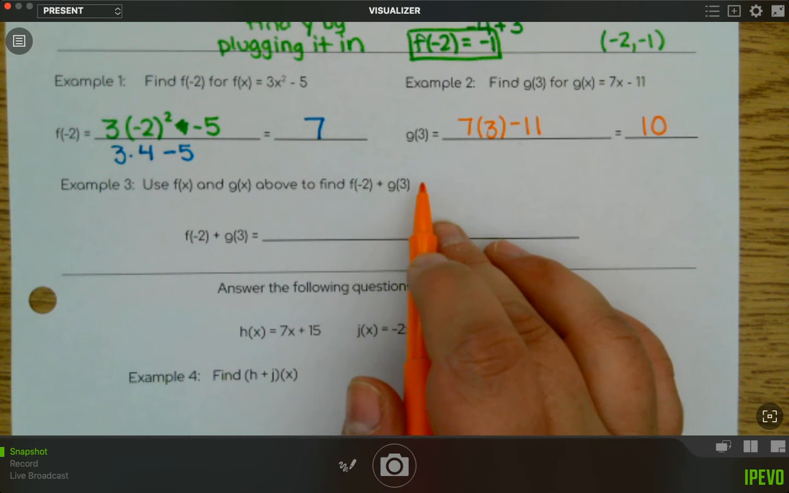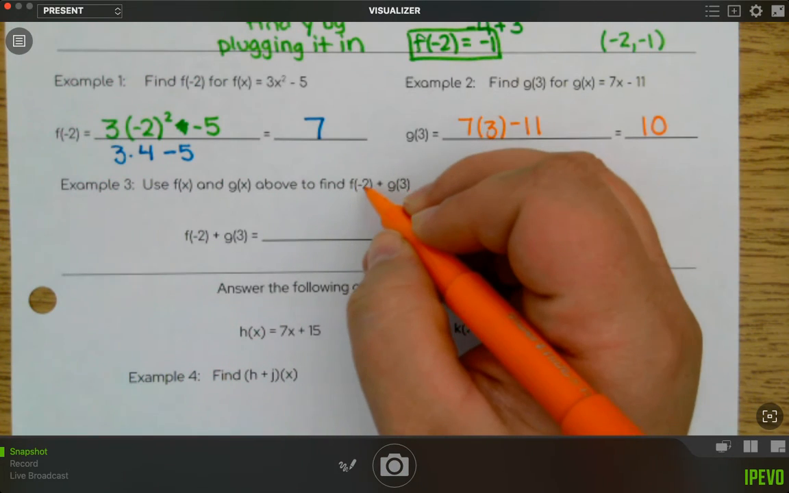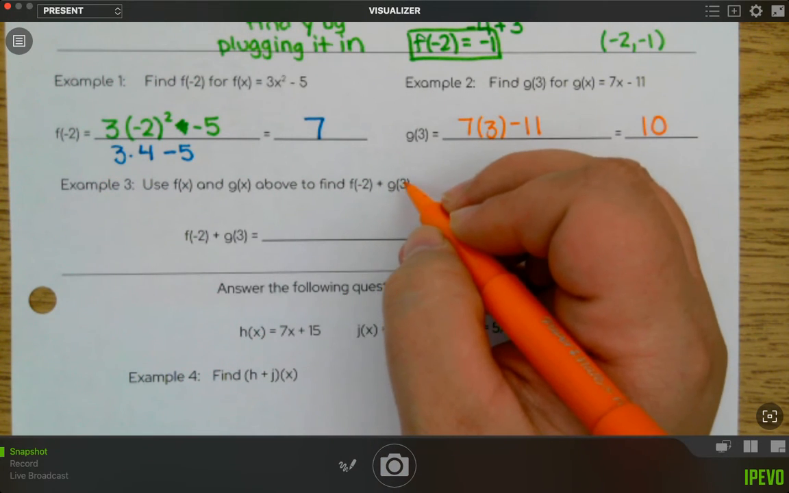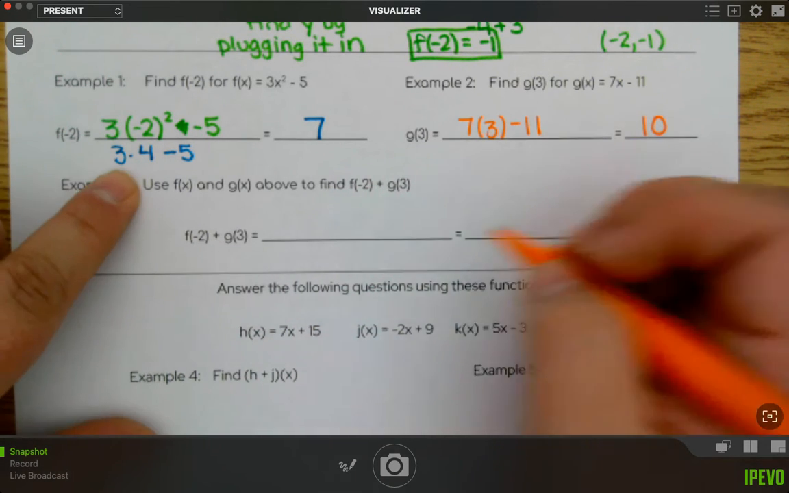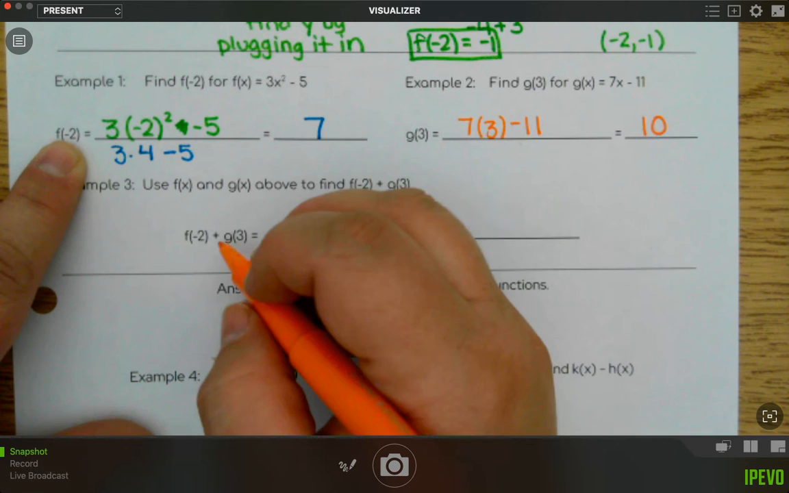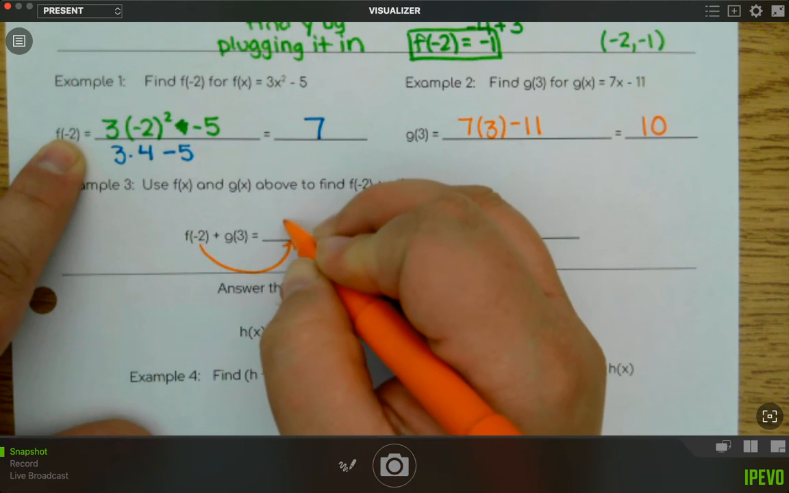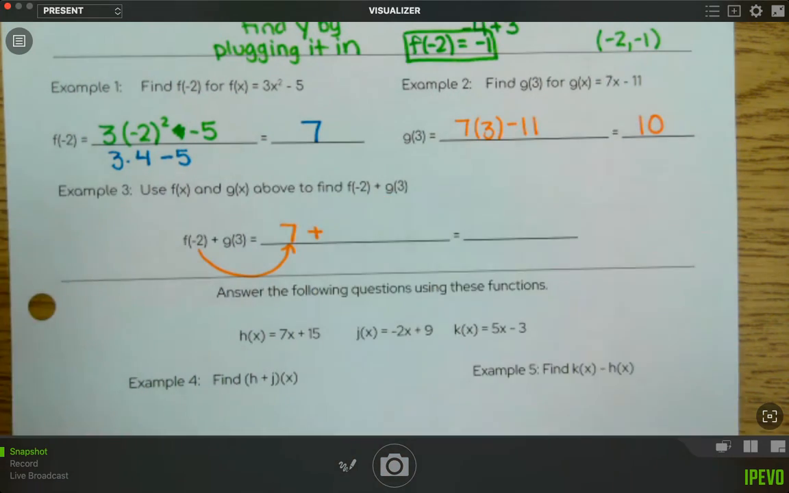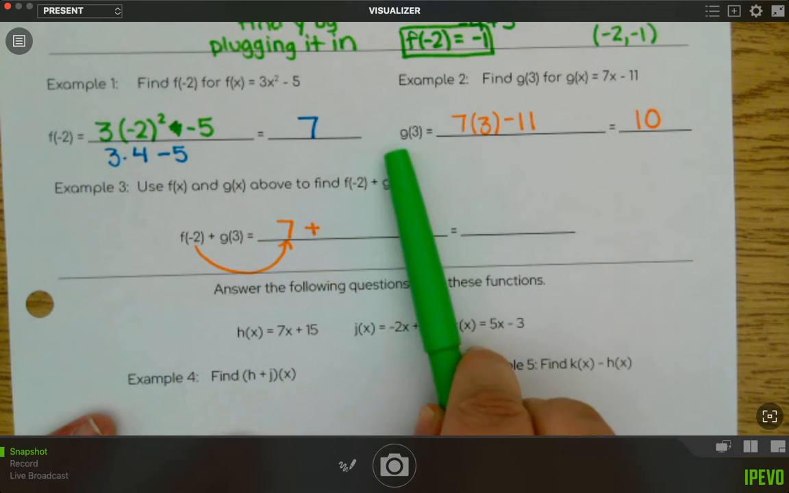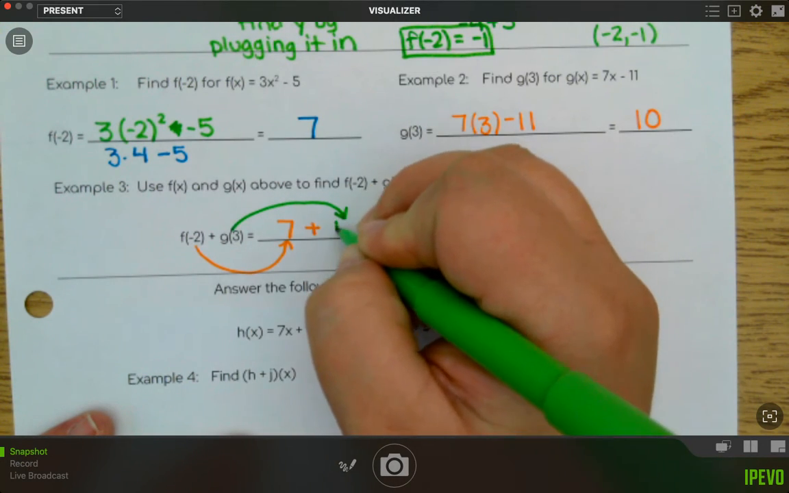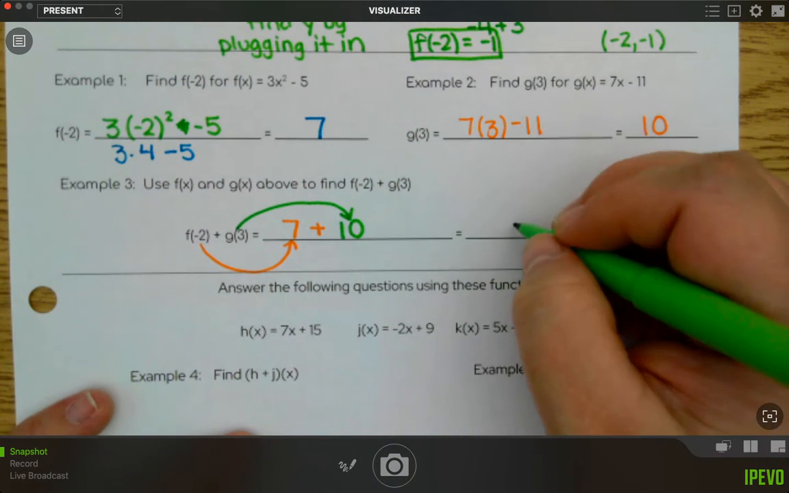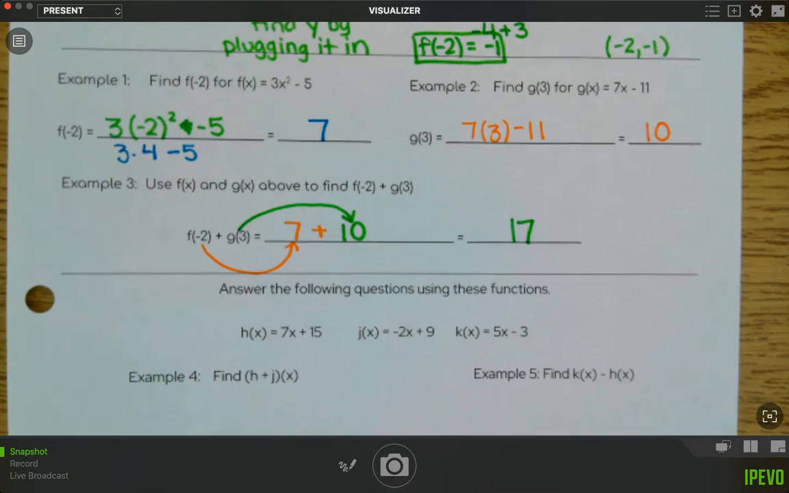Okay, and then it says use f of x and g of x above to find f of -2 plus g of 3. You want to find the value of this and the value of this and add them. Well, we already did the work, guys. f of -2 is 7 plus g of 3 is 10. And 7 plus 10 is 17.